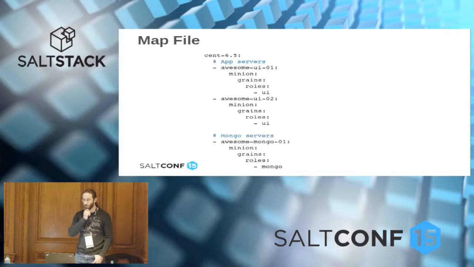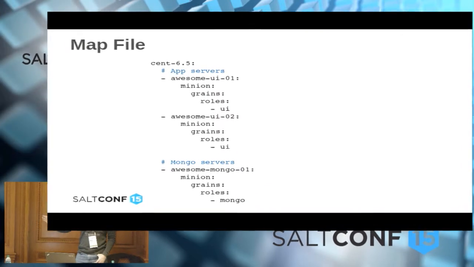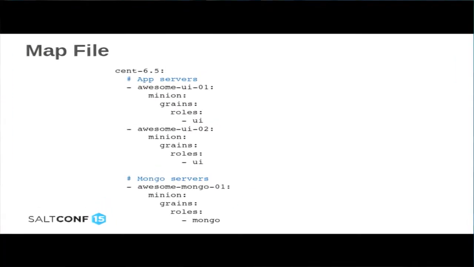So this is the one step further. This is where we can begin to describe full applications. For real estate reasons, I couldn't fit the entire map file on this slide, but we'll show it in a few minutes. This is where we can say my entire application, my Mongo cluster, my app farm, my reverse proxy, all of them in a single text file.